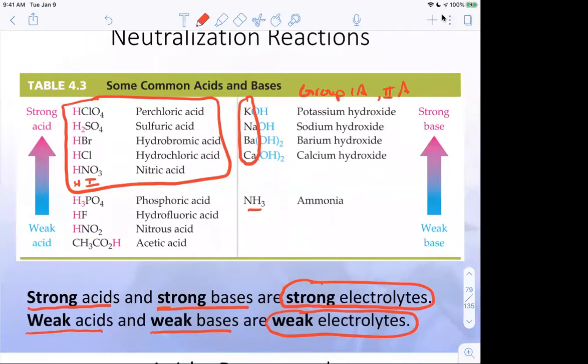I have enough ionization where I can conduct a current, but if I wanted to compare the current that's produced, if I run my bulb in that circuit, my bulb would shine really brightly in the presence of the strong electrolytic solution. Whereas if I had these weak electrolytes in solution, it would be a much dimmer glow to that bulb.